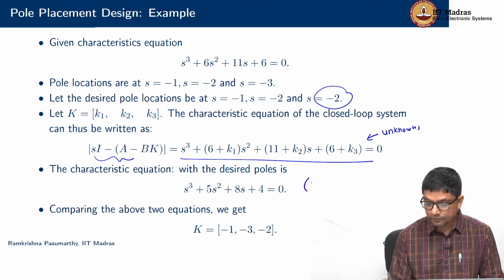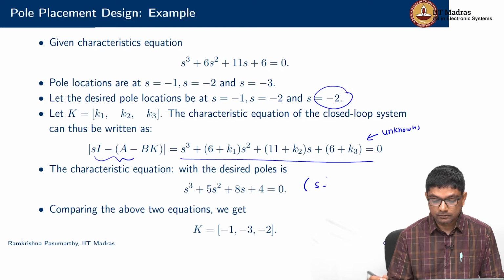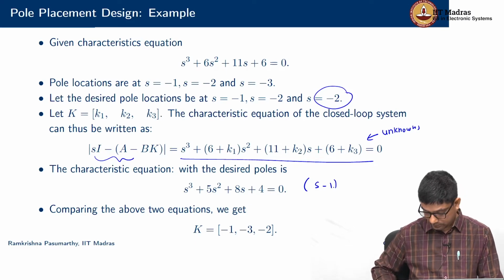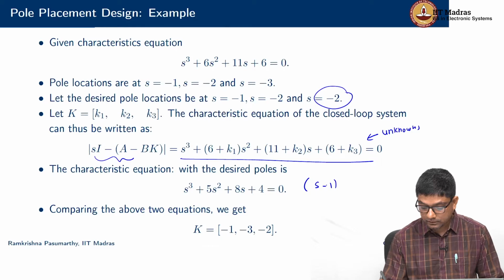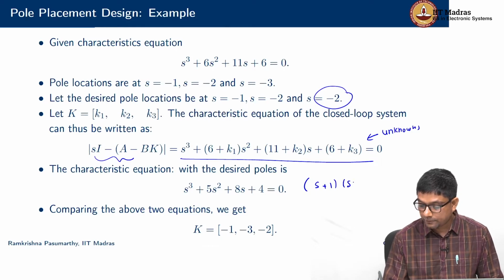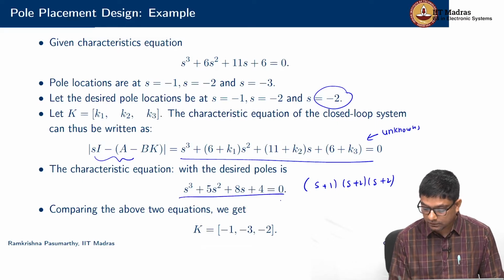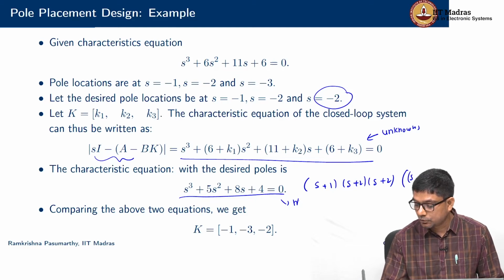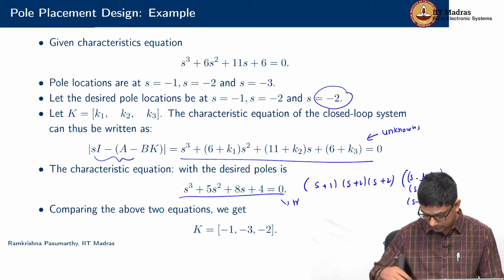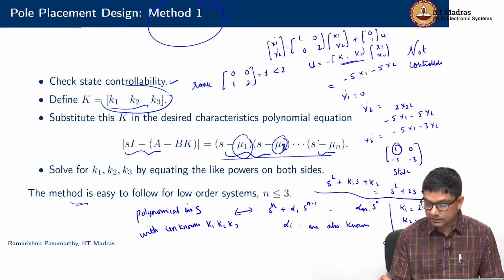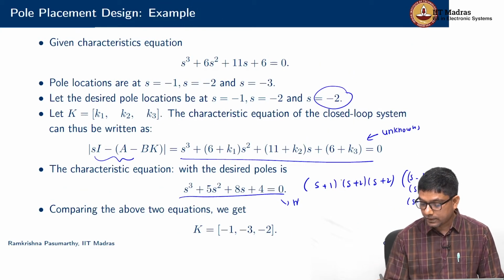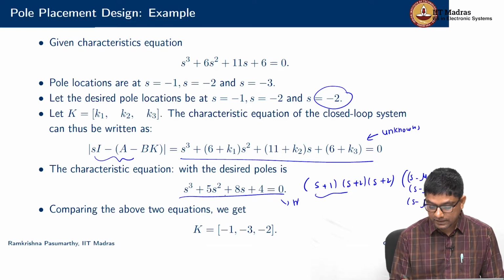Okay. Where does this come from? This comes from s plus 1, s plus 2, s plus 2, right. So, this is the known part. This is my s minus mu 1 times s minus mu 2, s minus mu 3, as in this expression here. So, things on the right hand side are known to me. I can expand this to get something like this. On the left hand side I do not know things.